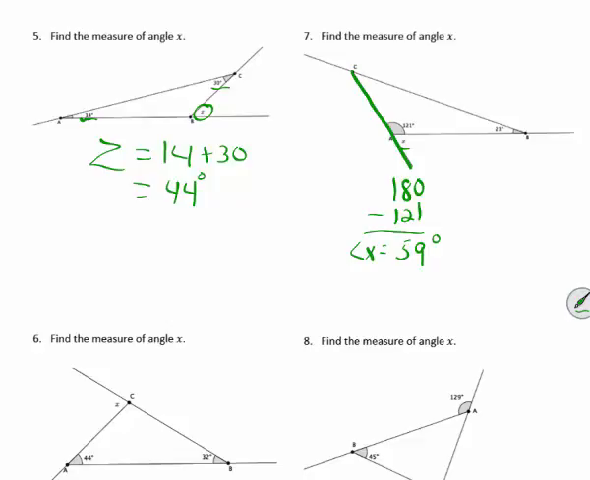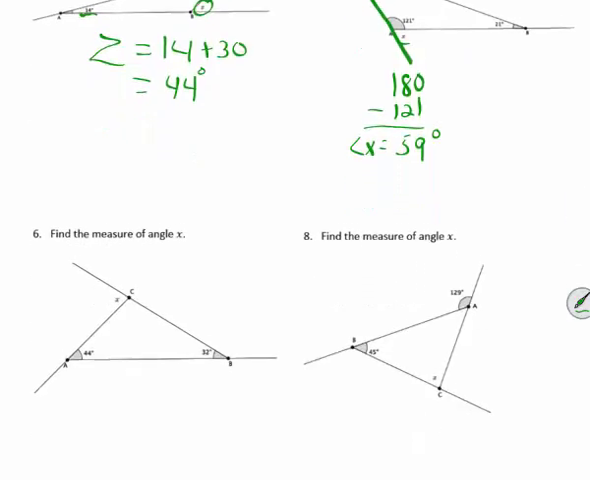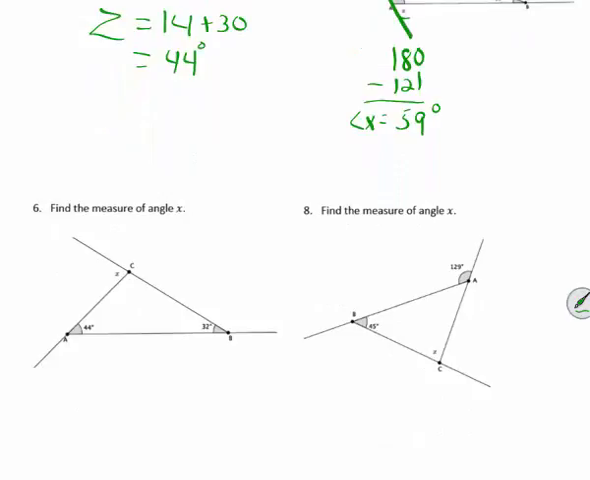All right, let's try down here. Let's see what this one is. So here, angle X is an exterior angle. It's outside of the triangle. So X is going to equal 44 and 32 added together, which should be 76 degrees.